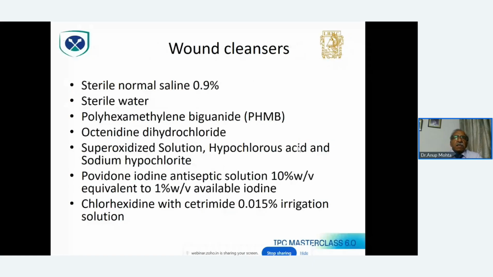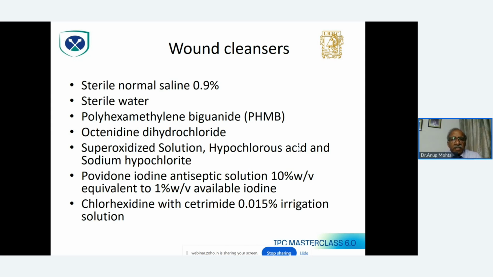What are the available wound cleansers? They are as simple as that: sterile water, which is not much used, which is used actually, sorry, instead of plain water. Earlier, some people have said plain water is also a cleanser, but since it's not sterile, it's not recommended at all. We can use the sterile normal saline, 0.9%. Sterile water can be used.